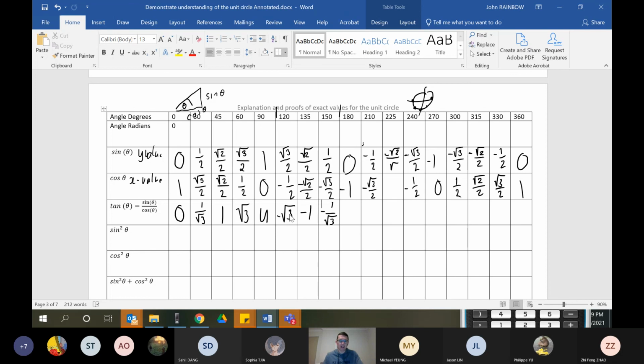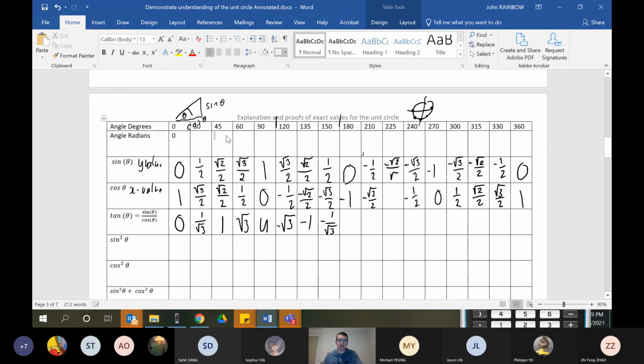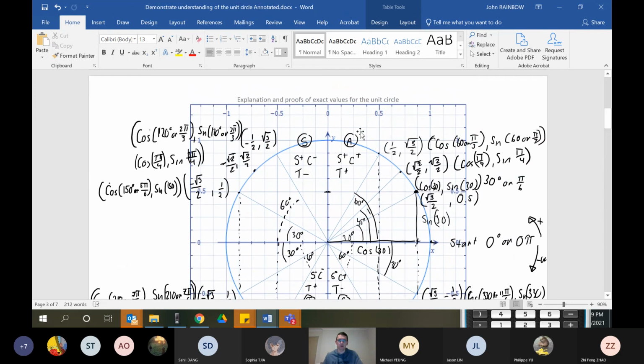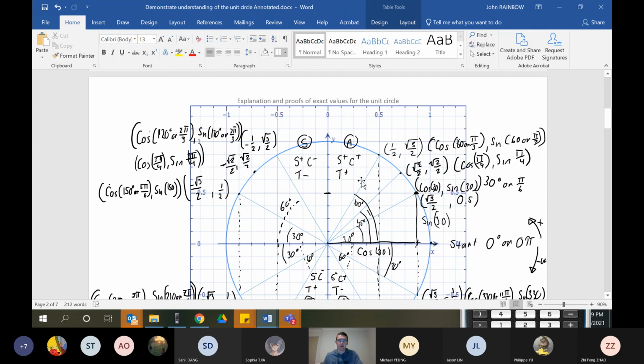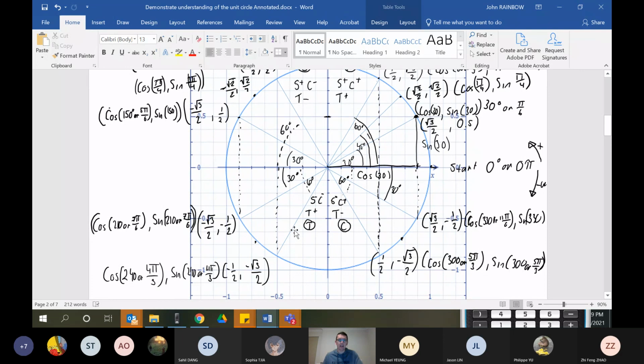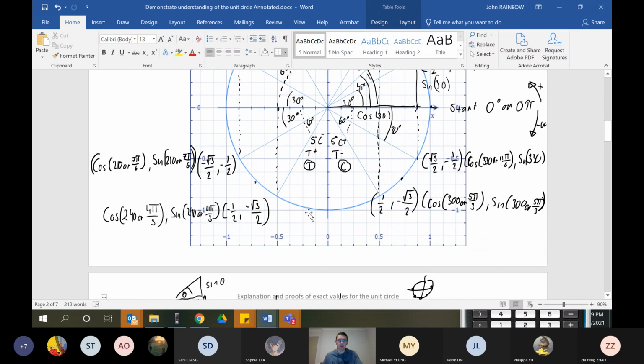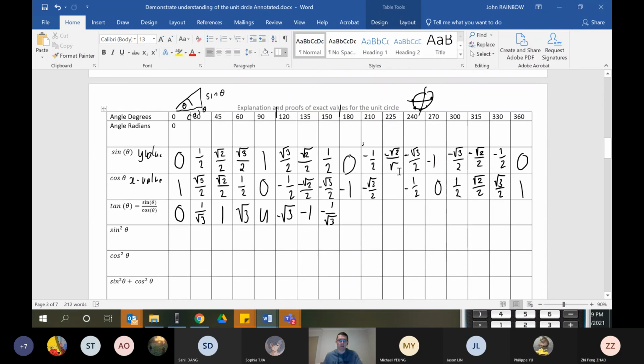But why tan's positive here is because it's sine divided by cos. Sine and cos are both positive here, so that means tan's positive. Sine's positive, cos is negative, so tan needs to be negative. Down here, they're both negative, so tan will be positive. So you're going to find it's the same thing.